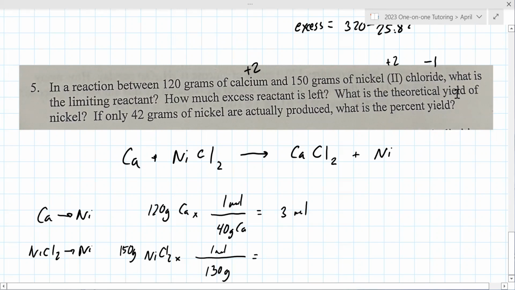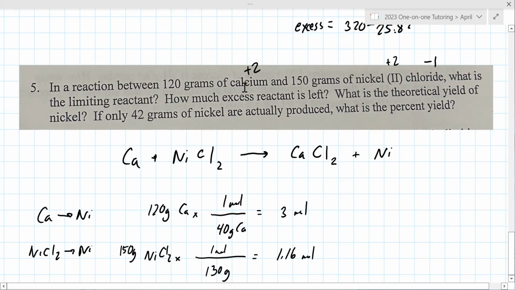This theoretical yield of nickel would be, okay, there's so many questions here. I just don't know how you're supposed to make sense of it all. But 150 over 130, so that's 1.16 moles. That's the general idea of how you figure out which one is limiting. The NiCl2 is limiting. We don't have enough of it. So that answers that.